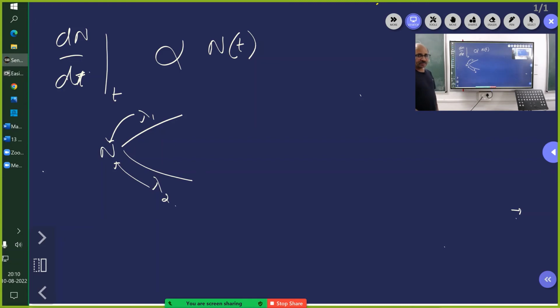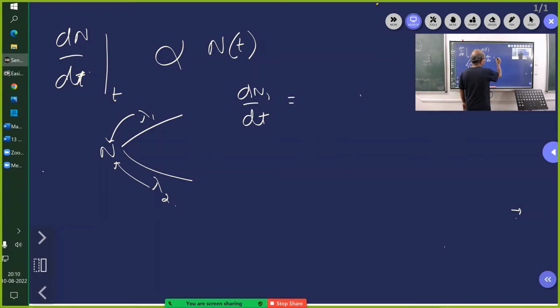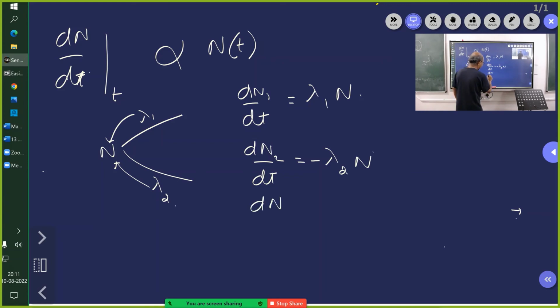Are you with me? Yes, sir. It is not bifurcating. This is decaying with lambda 1, this is decaying with lambda 2. So both of them are decaying based on this n. Therefore here dN1 by dt will be equal to minus lambda 1 n, and dN2 by dt will be equal to minus lambda 2 n, and dN by dt, which is the addition of these two, is itself equal to minus lambda n.